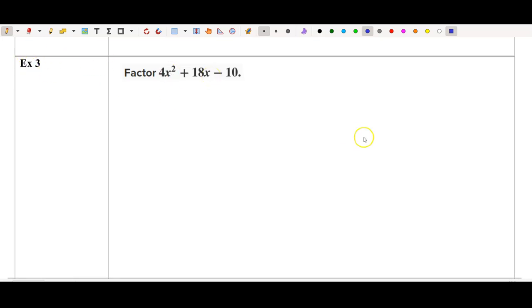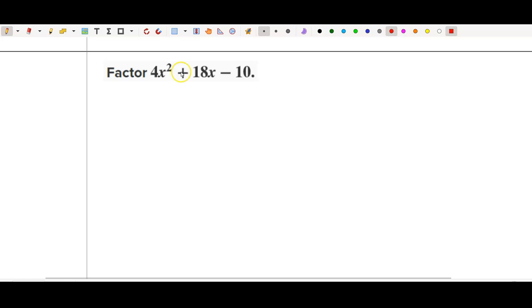So if you look at example 3, we can ask that first question again. What do all three of these terms have in common? And that's actually the first question you're always going to ask when you factor. In this case, you should notice that you can divide out at least a 2 from everything. So actually, the first thing we're going to do in this one is divide out a 2.